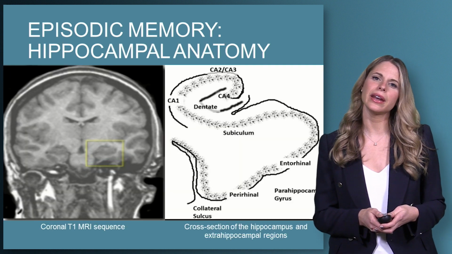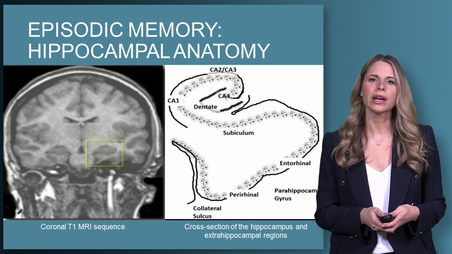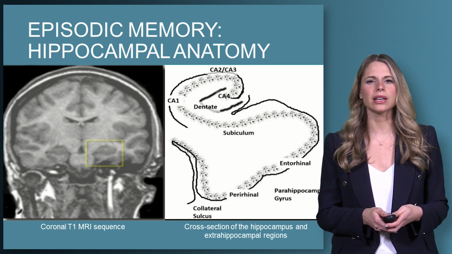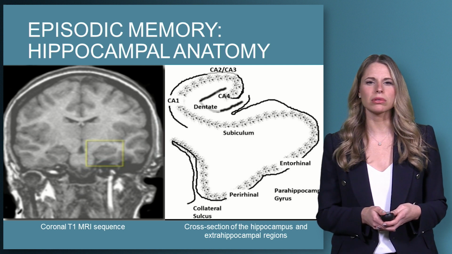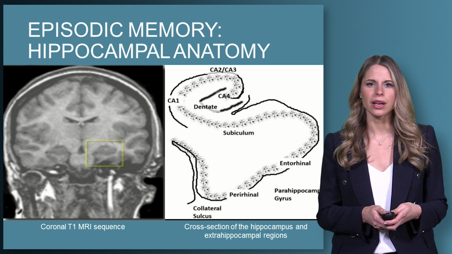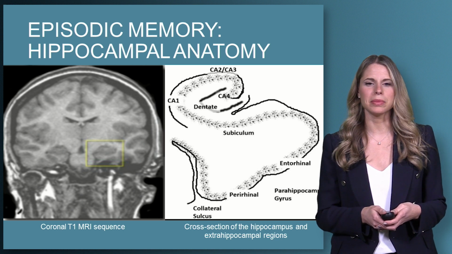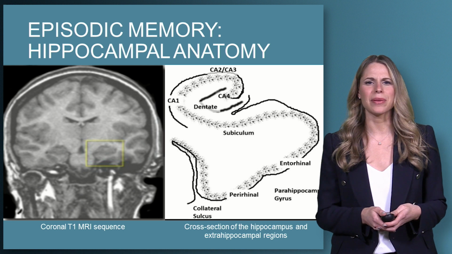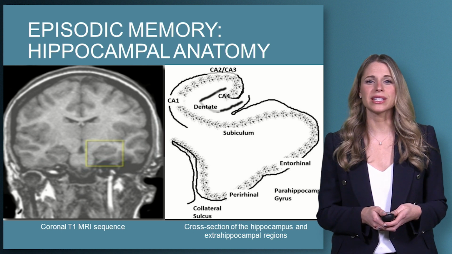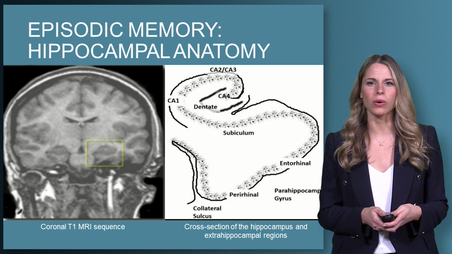In terms of the anatomy of episodic memory, again, as I've mentioned previously, it's very much dependent on the hippocampus. To the left of this screen on the image, you'll see a coronal T1 MRI sequence with a yellow box outlining the medial temporal lobe structures within which you can make out the distinctly curved structure of the hippocampus. It's called the hippocampus because of its seahorse-like shape, which is related to the Greek word for seahorse.